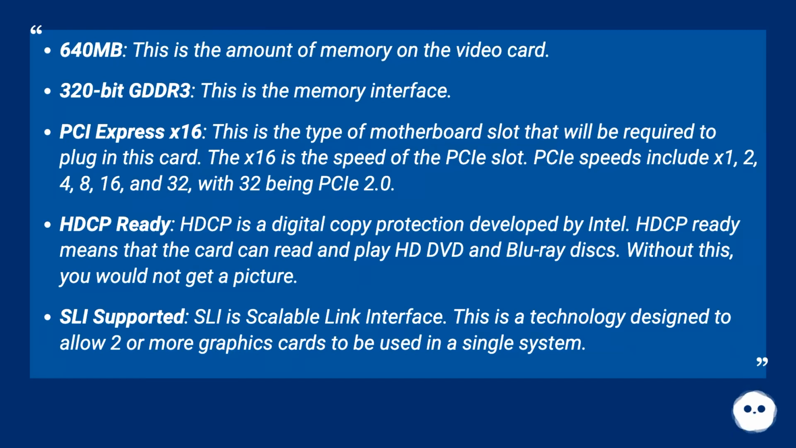640 MB, this is the amount of memory on the video card. 320-bit GDDR3, this is the memory interface. PCI Express x16, this is the type of motherboard slot that will be required to plug in this card. The x16 is the speed of the PCIe slot. PCIe speeds include x1, 2, 4, 8, 16, and 32, with 32 being PCIe 2.0.